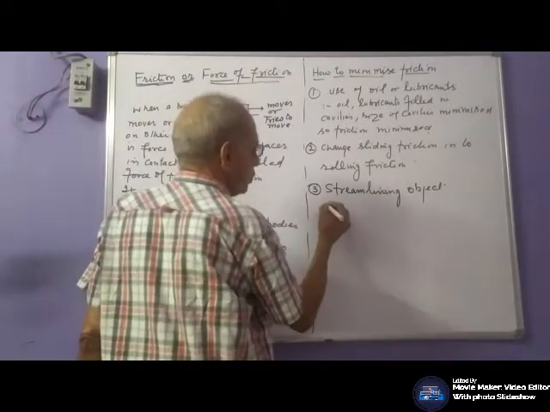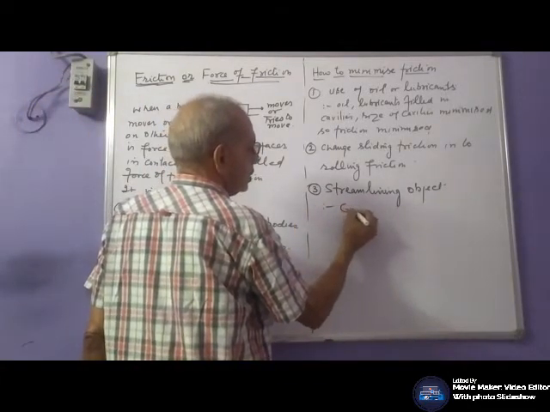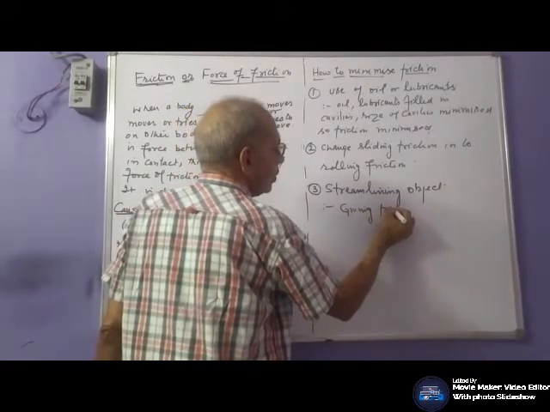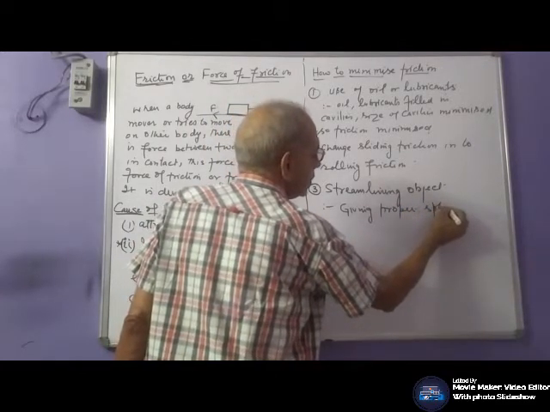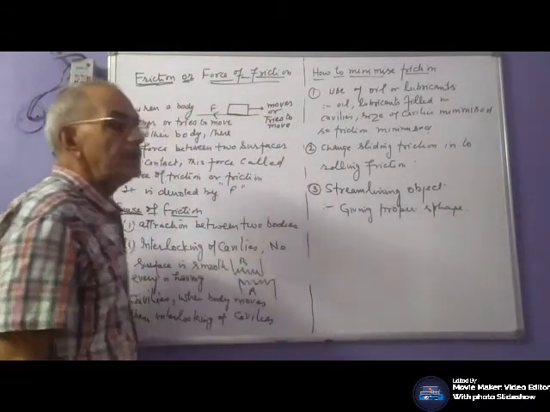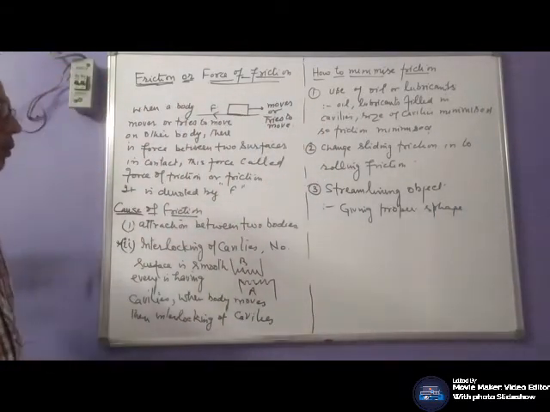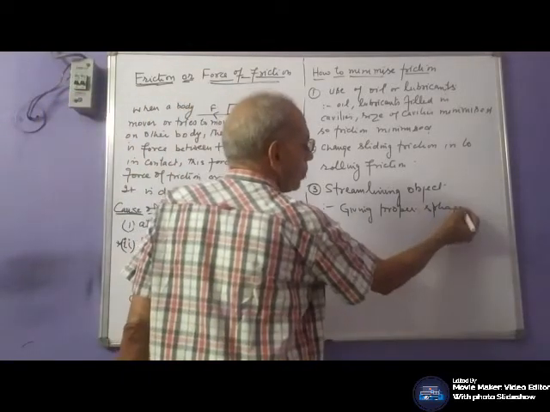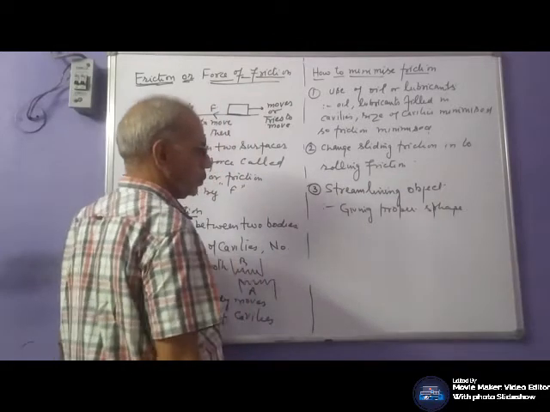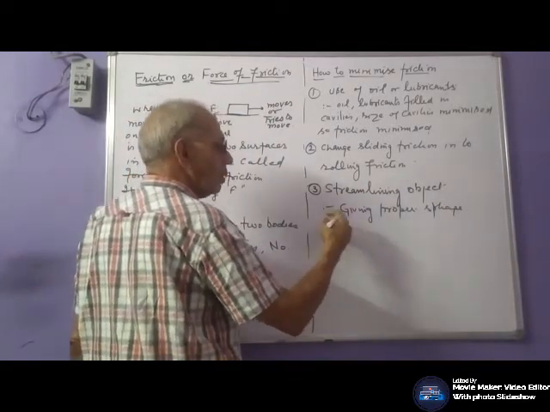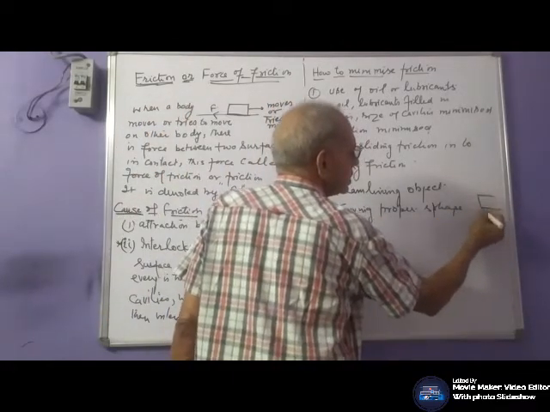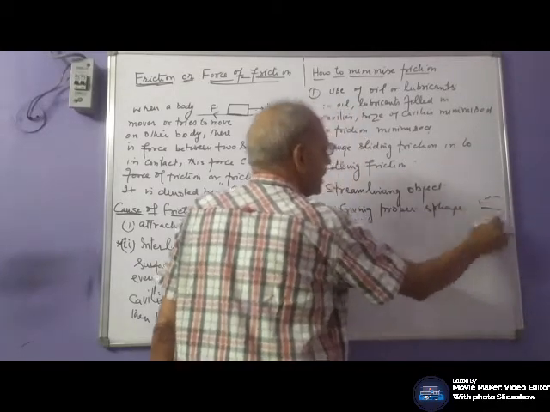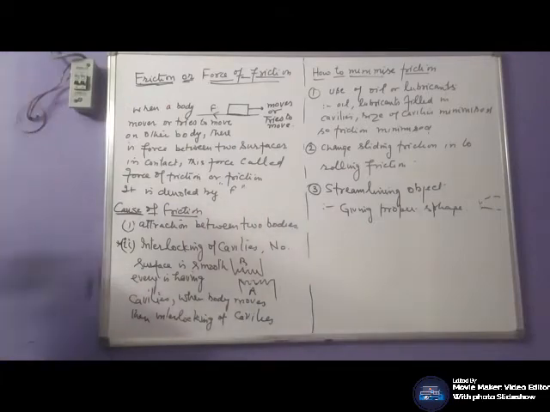Streamlining the object, giving it a proper shape. Jet planes are pointed. Cars are curved. The front of a car is not shaped otherwise, it is curved, to minimize friction. So this is streamlining. This is how to minimize friction.